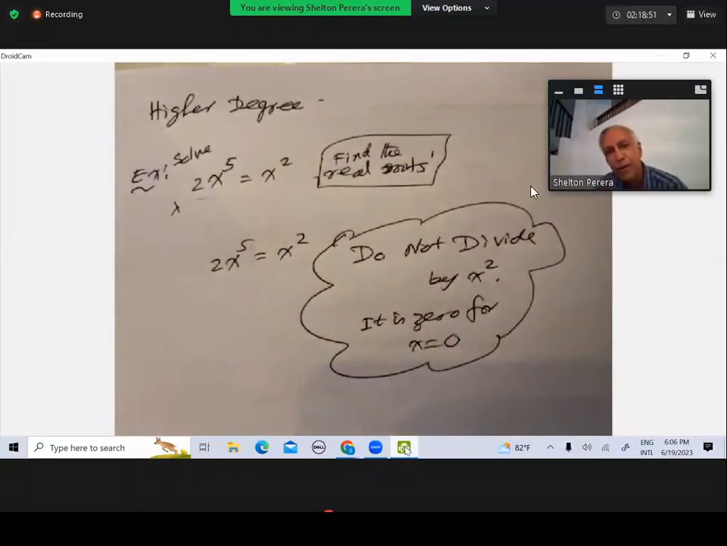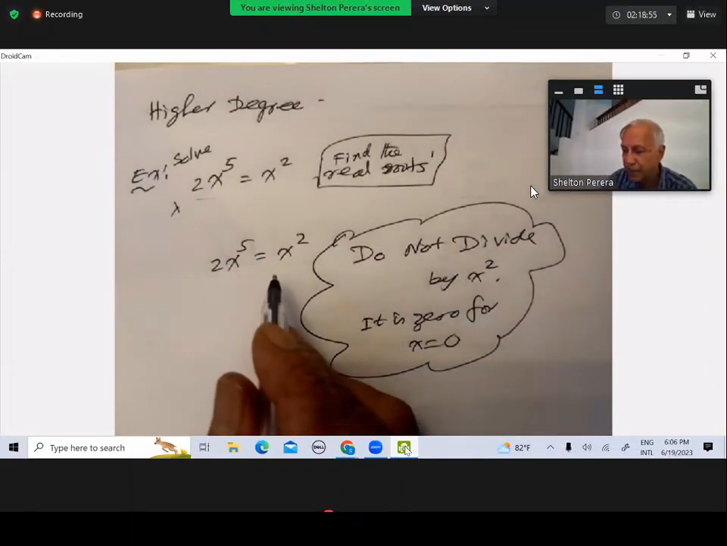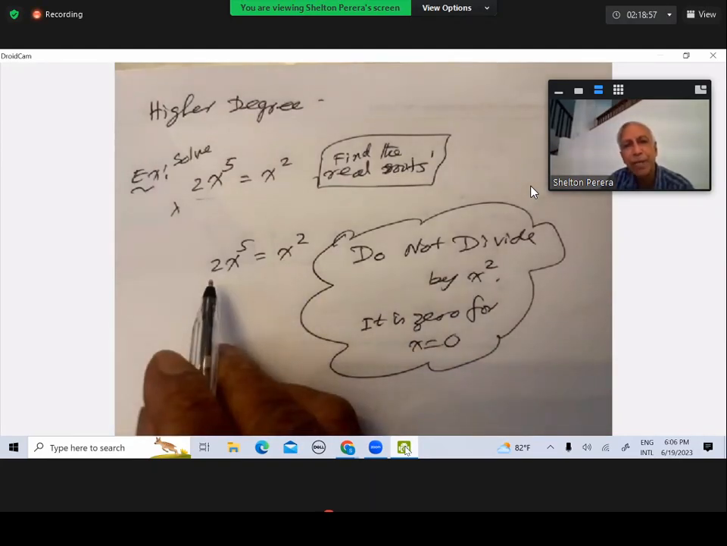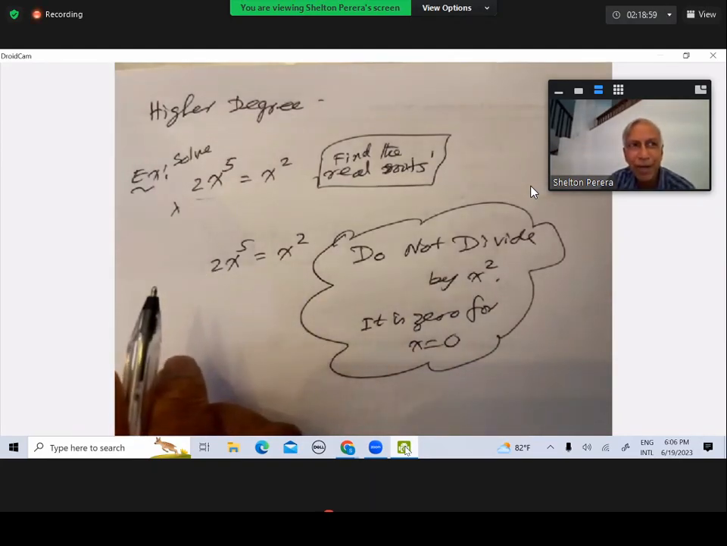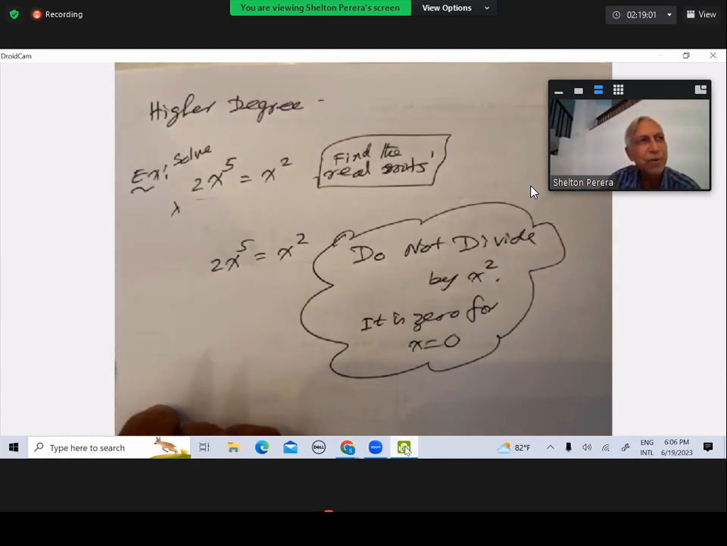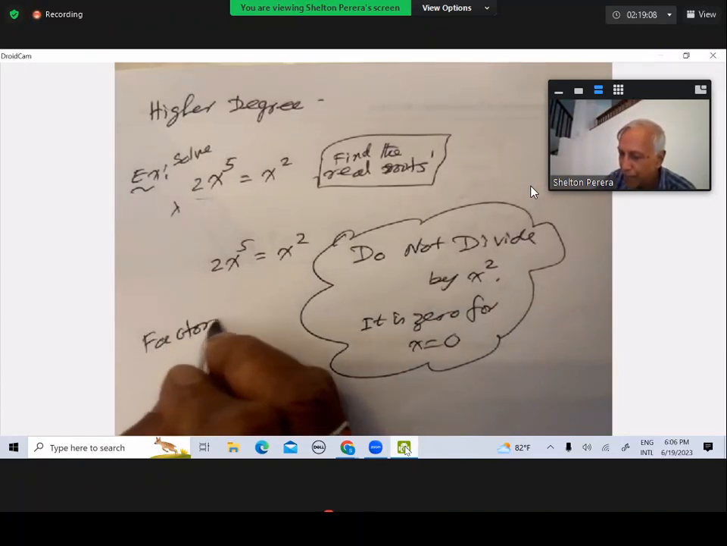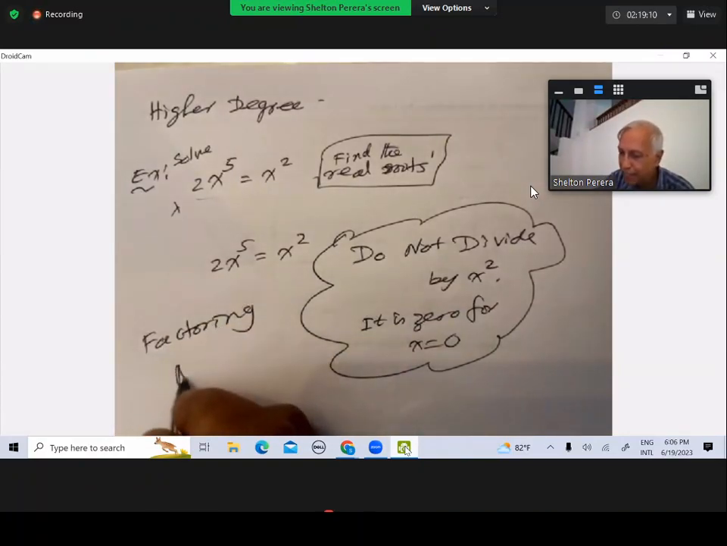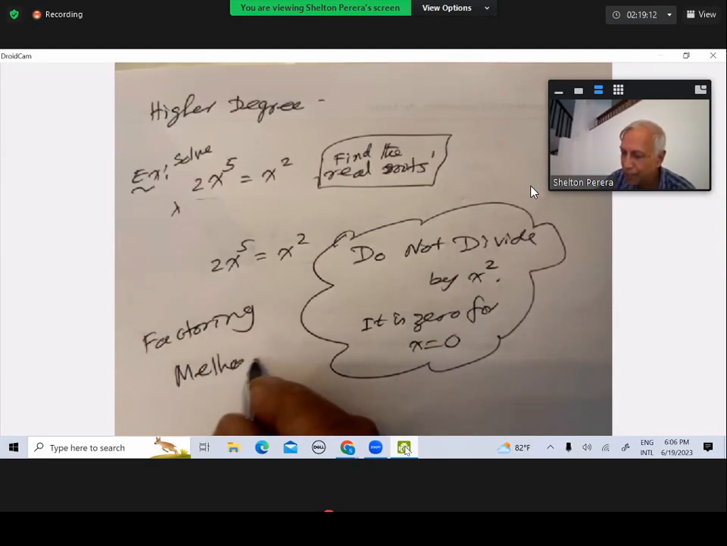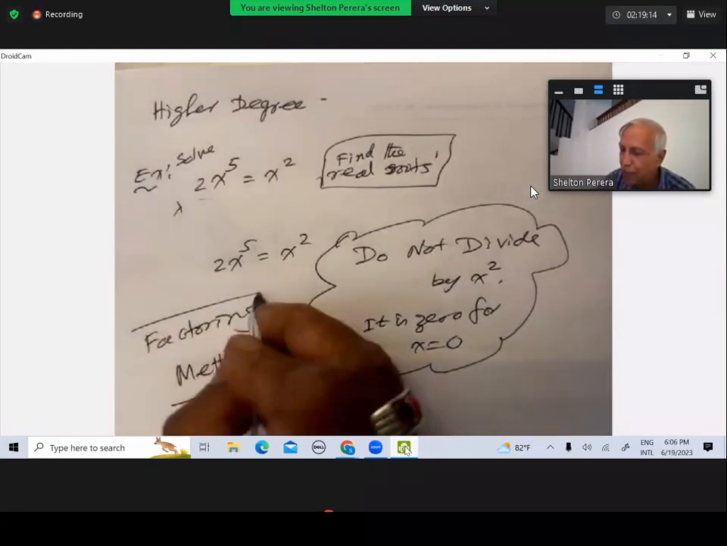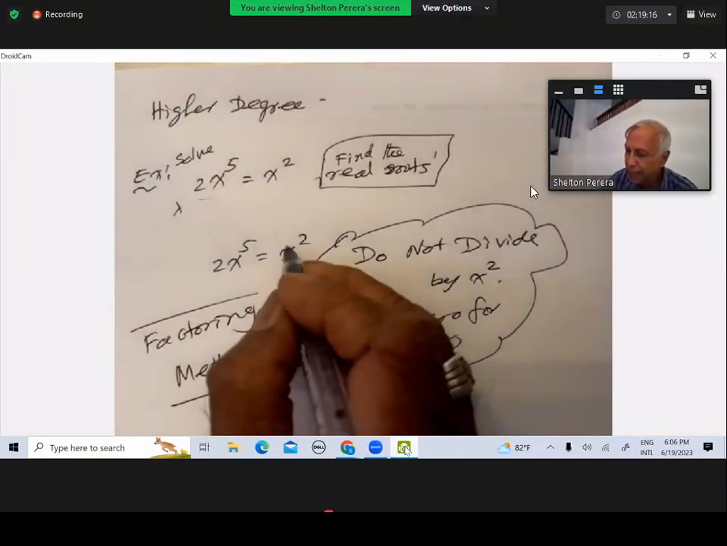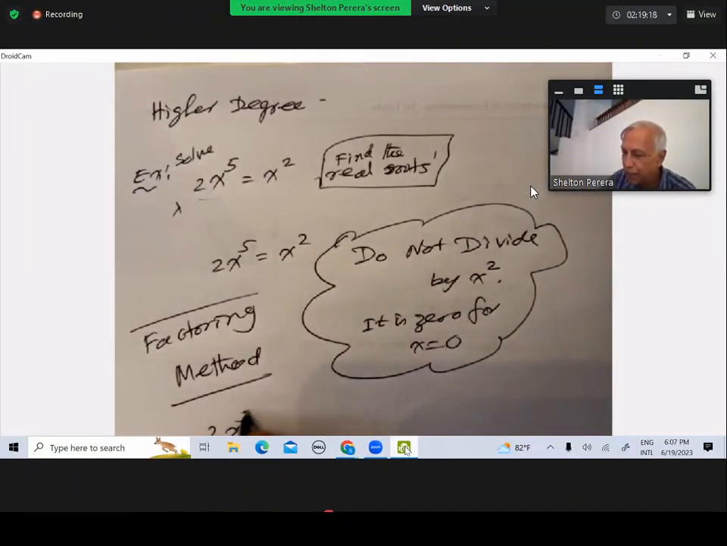For higher degree, all you can do is factor it. Higher degree ones are solved using the factoring method. No quadratic formula, no completion of square, no taking square roots method. Factoring method is the only method. How do I factor? Take this to the other side: 2x to the power of 5 minus x squared is equal to 0.